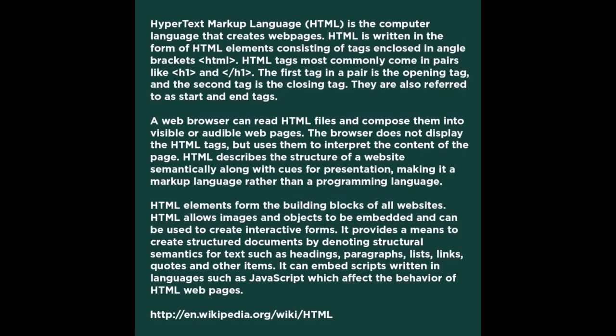HTML allows images and objects to be embedded and can be used to create interactive forms. It provides a means to create structured documents by denoting structural semantics for text such as headings, paragraphs, lists, links, quotes, and other items. It can embed scripts written in languages such as JavaScript, which would affect the behavior of HTML web pages.